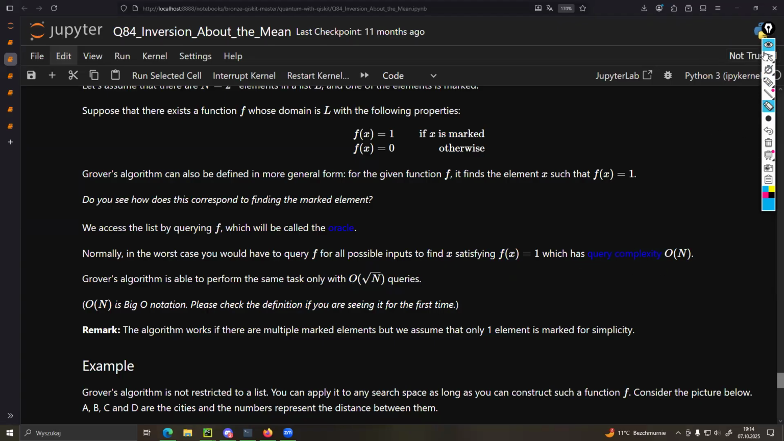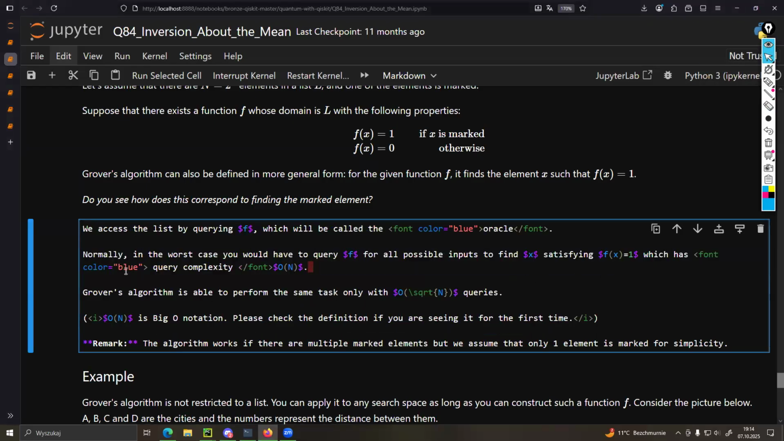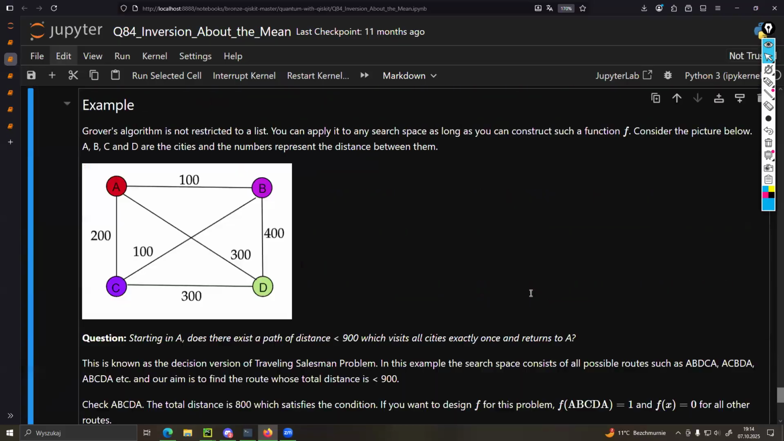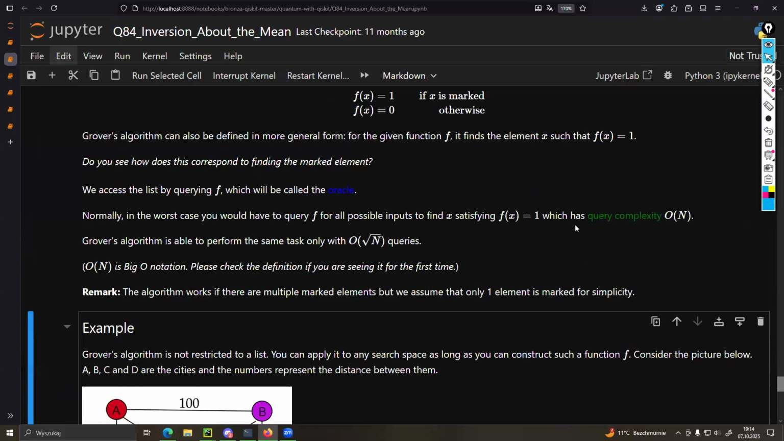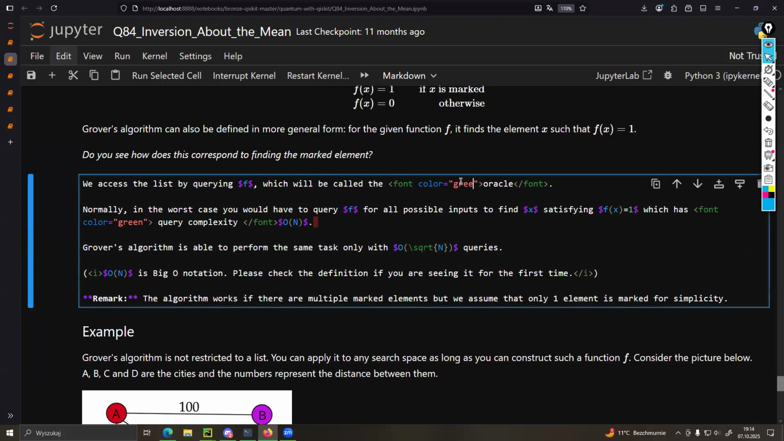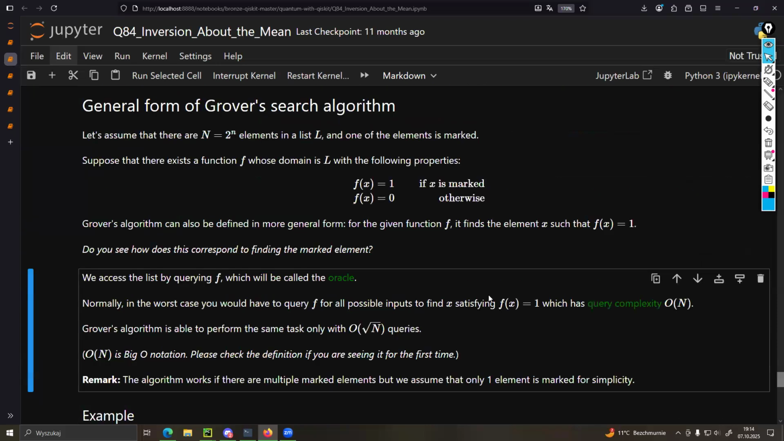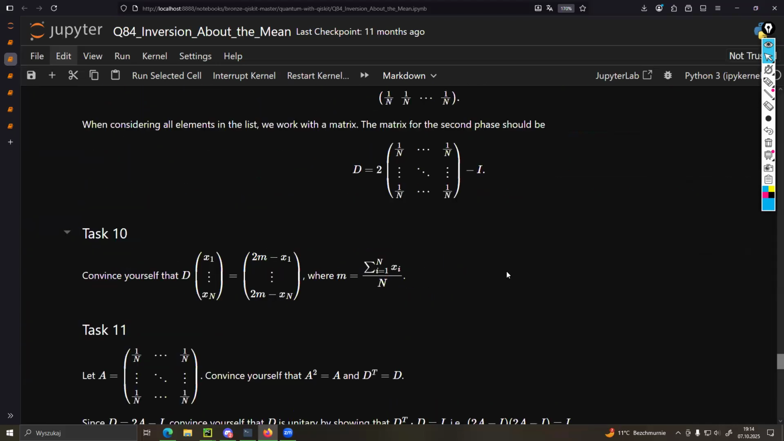I'm sorry, I sometimes lose words. Let me also change this color to green so that you can see it actually. Yeah, so that's it, and the oracle. So that's nice. We have the inversion of the mean.